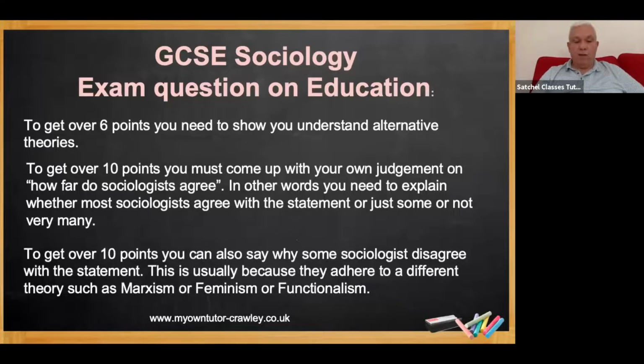To get over 10, you must also say why sociologists disagree with a statement. This is usually because they adhere to a different theory, such as Marxism or feminism. So you've got to really know the difference between Marxism, feminism, and functionalism, and maybe interactionism to a lesser extent. But you do need to know them.